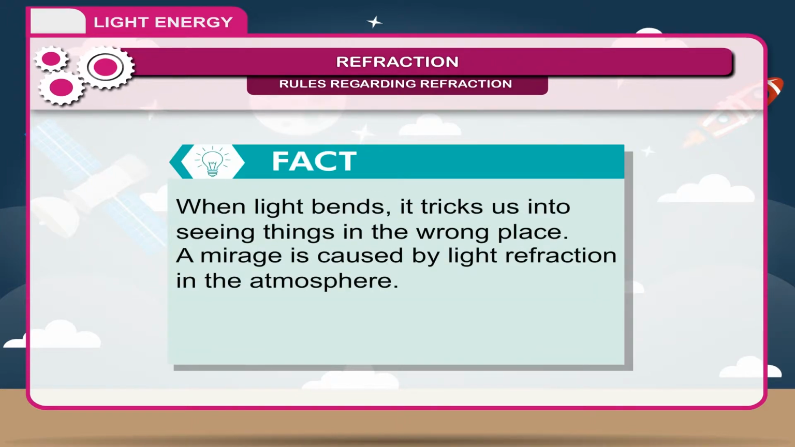Fact: when light bends, it tricks us into seeing things in the wrong place. A mirage is caused by light refraction in the atmosphere.